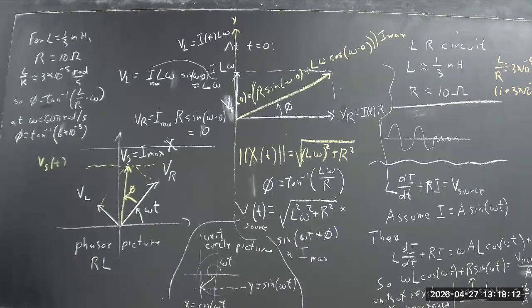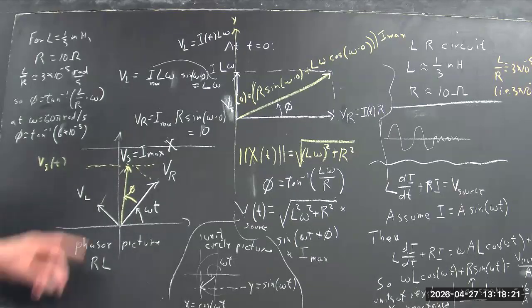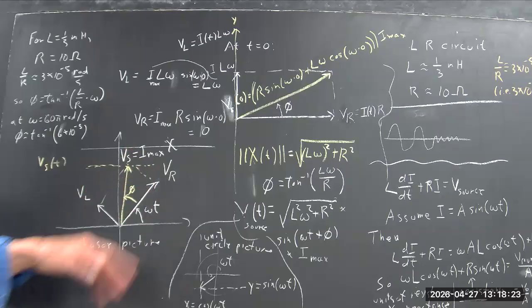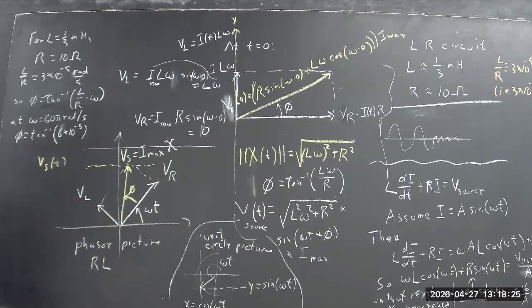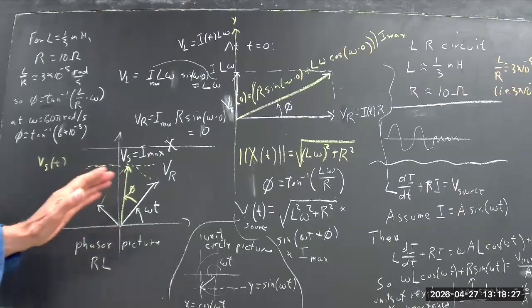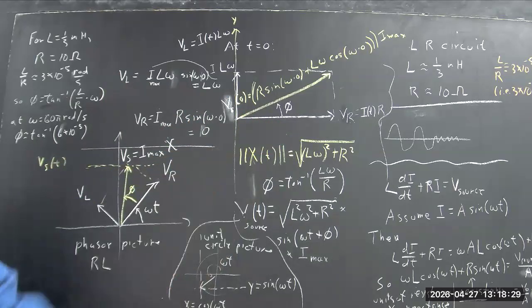Now figure out what you get at 10,000 hertz. In other words, your picture. Again, phi would be practically zero. VL would be so tiny you couldn't draw it. Your voltage is just the voltage across the resistor. It's as if the inductor wasn't there.